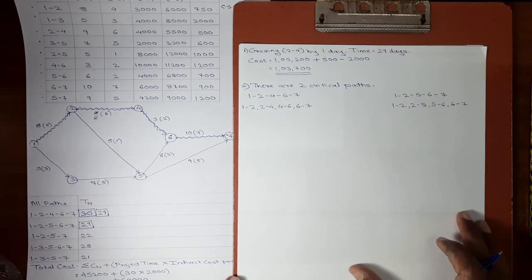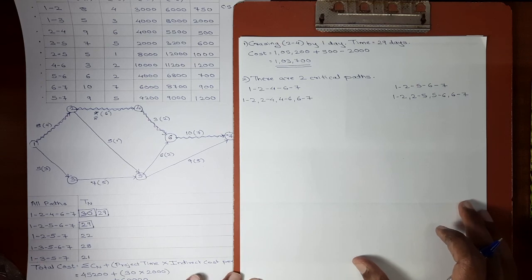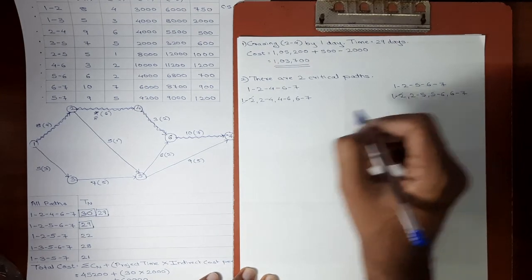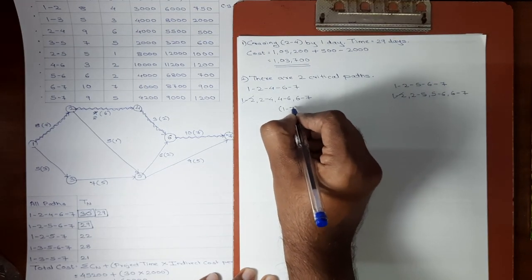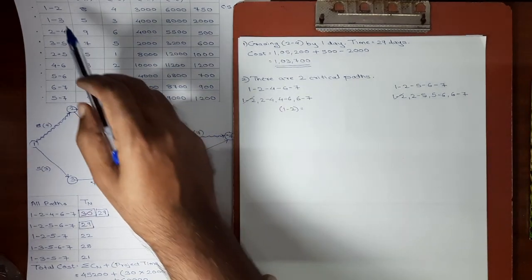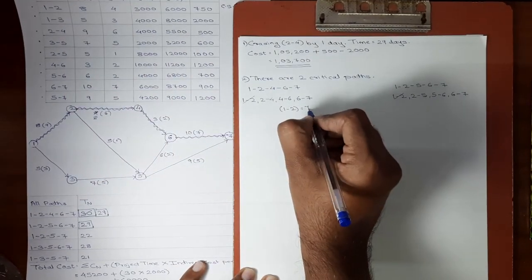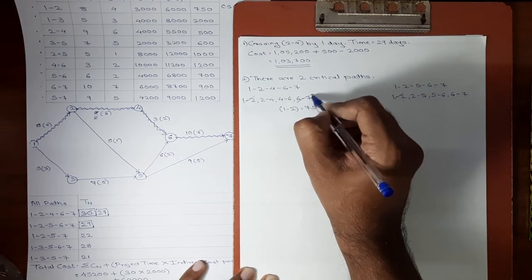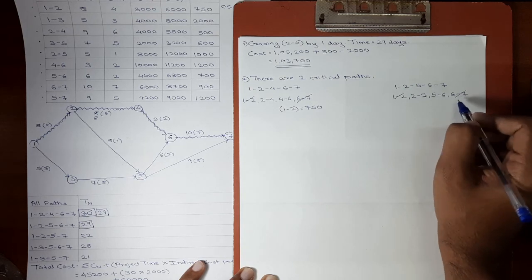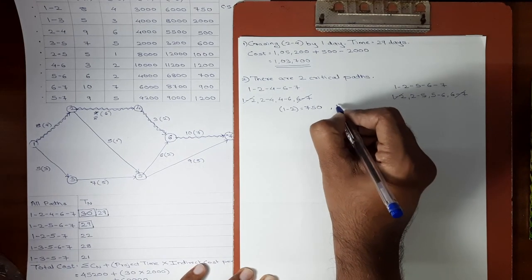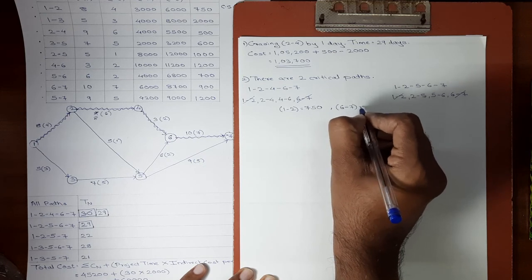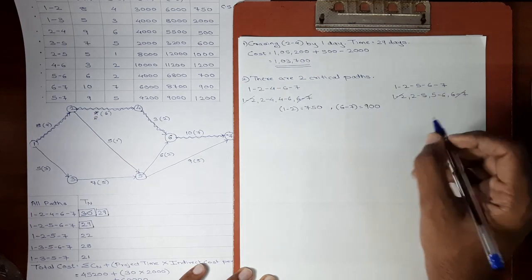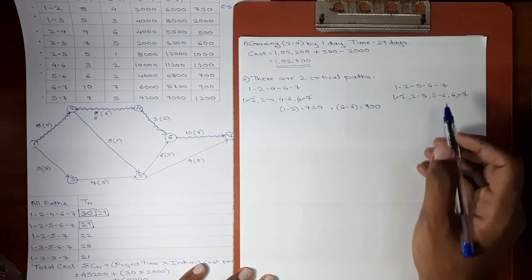Okay. Now let's check if these two paths have any common activities. Activity 1, 2 is common, so we'll just strike it once and I'll write it over here. Activity 1, 2. What is the cost slope of activity 1, 2? Cost slope of activity 1, 2 is 750. Are there any more common activities? Yes. Activity 6, 7 is also common in both paths, so I'll strike that activity once. What is the cost slope of activity 6, 7? Cost slope of activity 6, 7 is 900. Now there are no more common activities in these two paths.